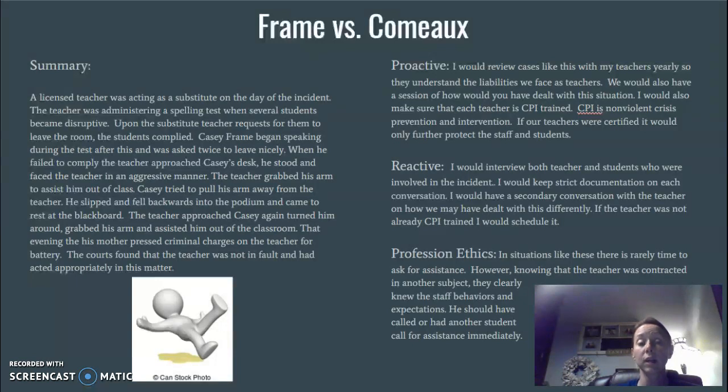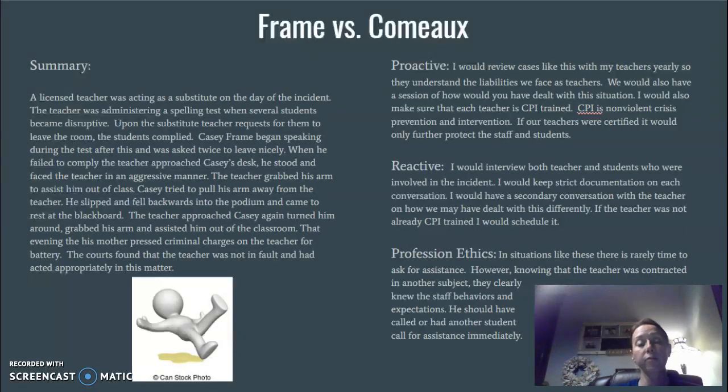He stood and faced the teacher in what I can only guess was an aggressive manner. The teacher grabbed his arm to assist him out of the classroom. Casey, again, to what I can only imagine, tried to pull his arm away, probably lost his balance, slipped, fell backwards into the podium, and came to rest against the blackboard. The teacher approached Casey again, turning him around, helping him up by the arm, and then assisted him out of the classroom. That evening, the mother called the police and pressed criminal charges on the teacher for battery.